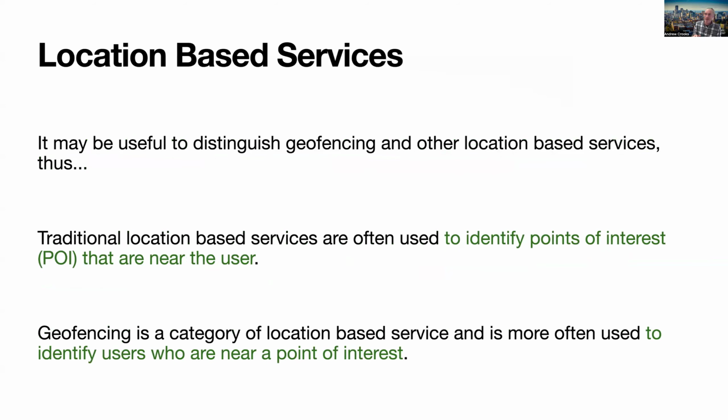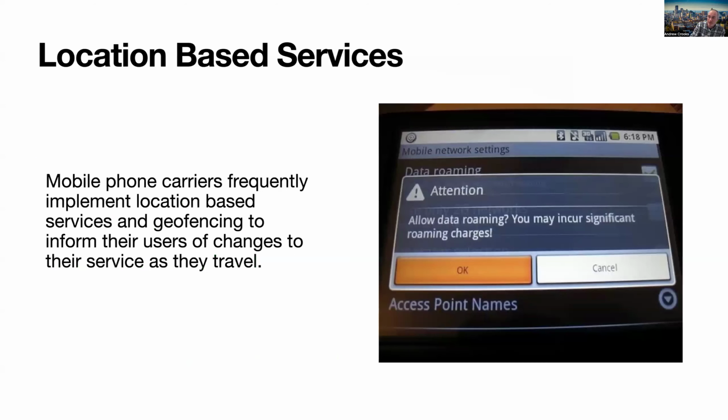But there's sort of a distinction between geofencing and other location-based services. Traditional location-based services often identify points of interest that are near to the user. A geofence is really the opposite, right? A geofence is a category of location-based services that is used to identify users who are near a point of interest. So it's basically flipping the meaning of the two, but it's being used in marketing, communication, also drones, where you can and can't fly drones. For example, commercial airspace, we will put geofences around them. It can potentially be used for anything to stop navigation.